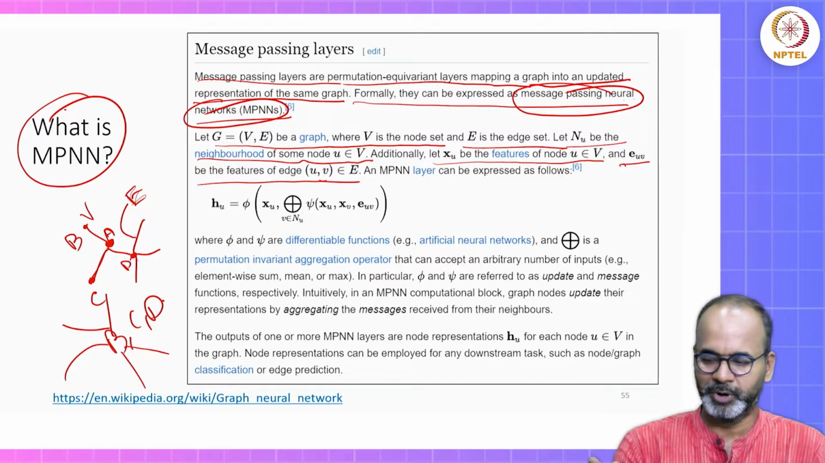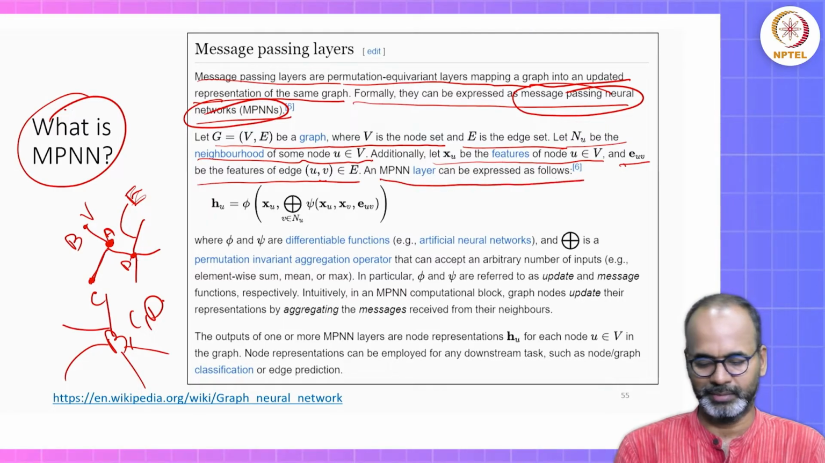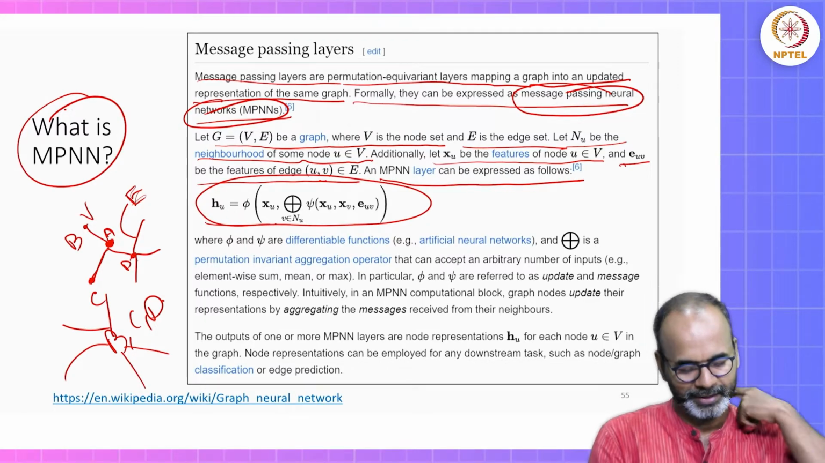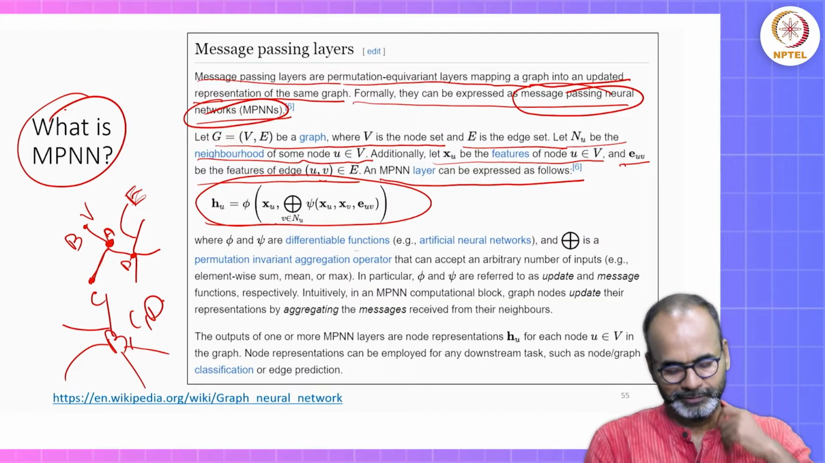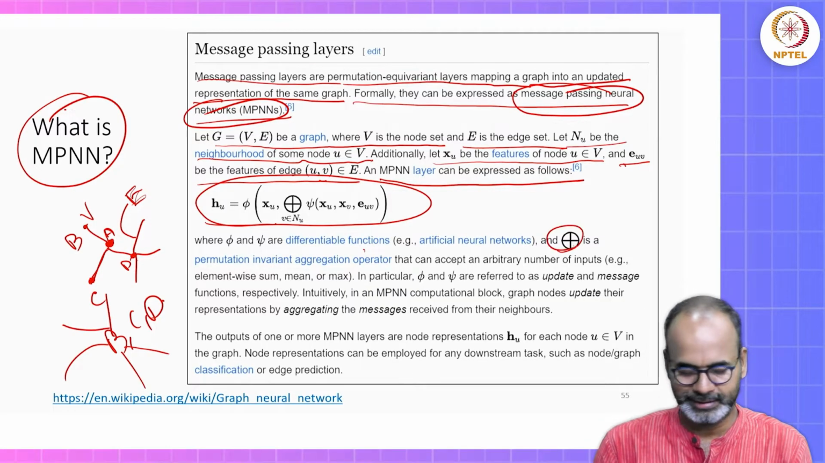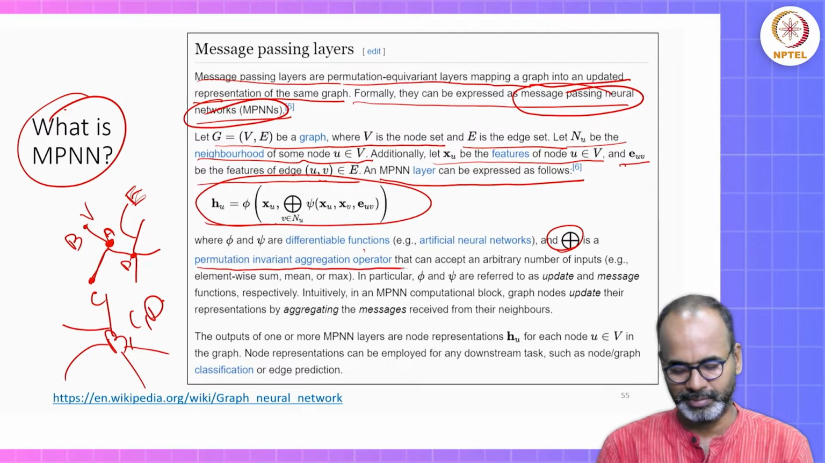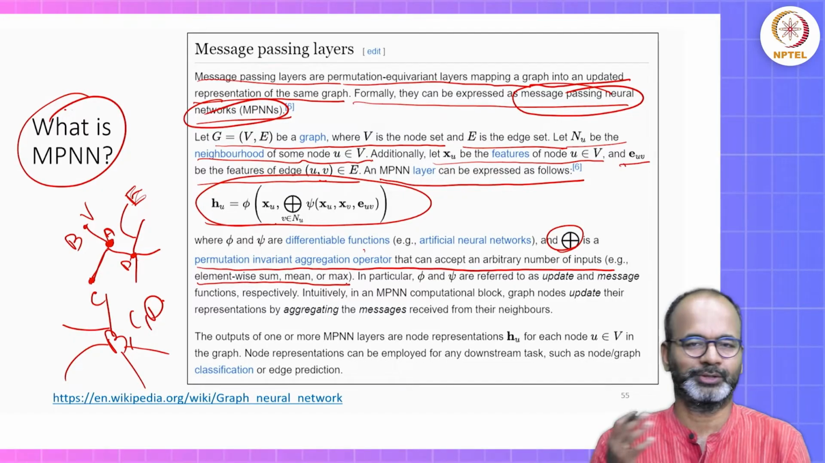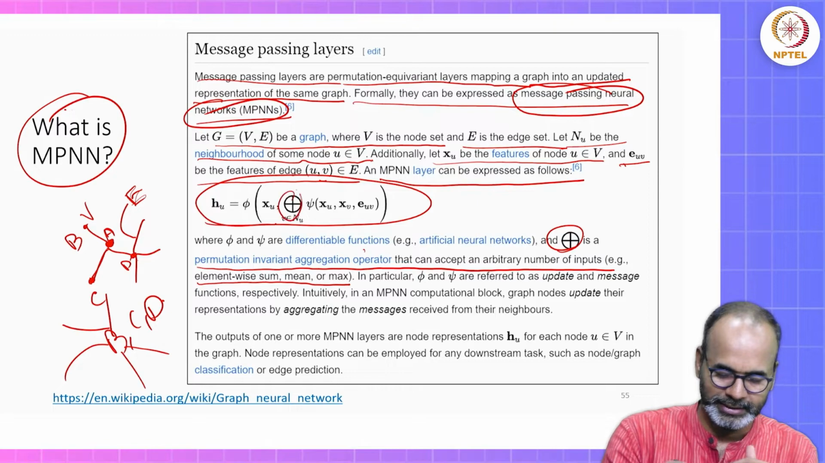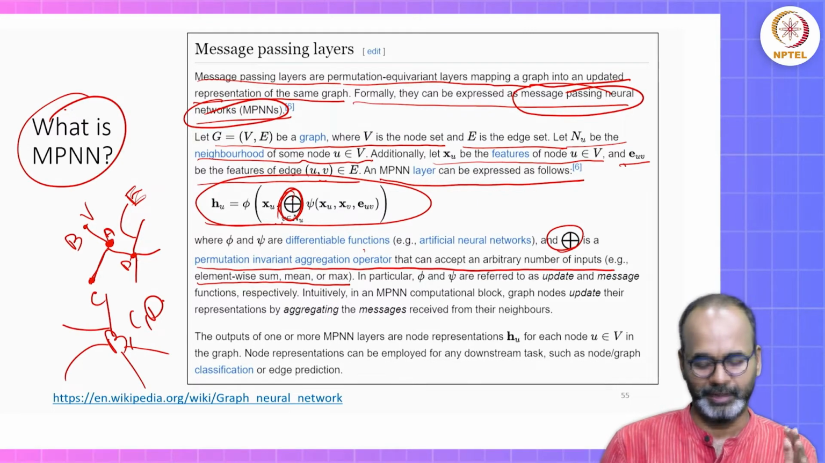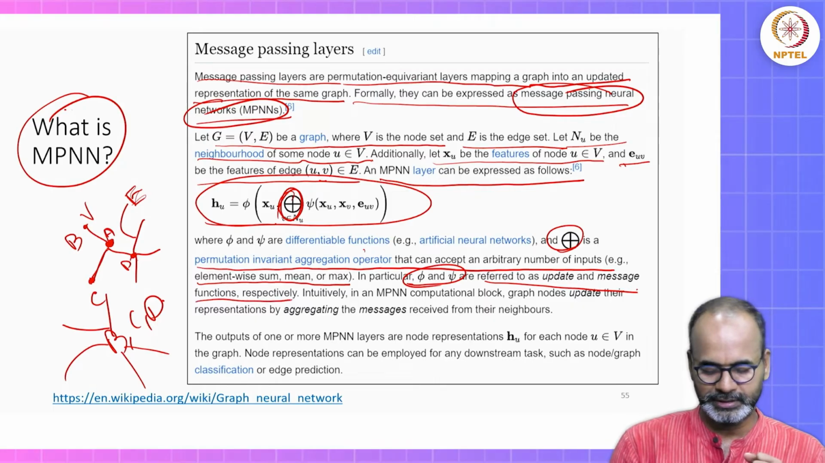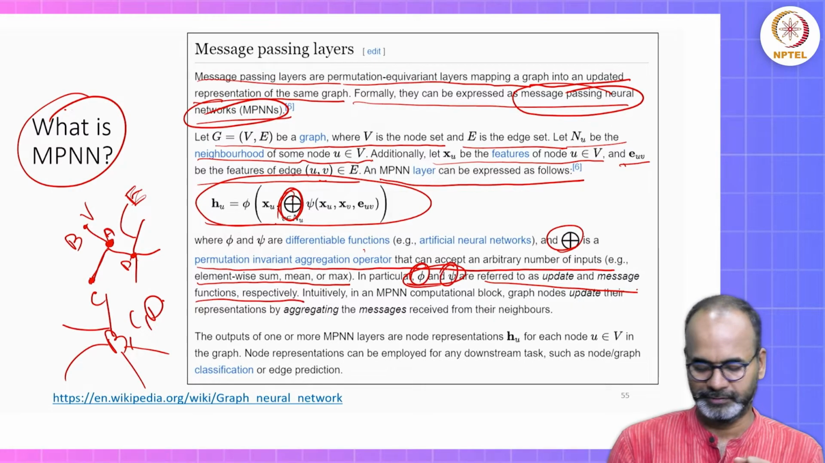So the message passing neural network, which is what we are talking about, can be expressed as this, using all these things that we saw, where phi are differentiable functions, and this is a permutation invariant aggregation operator that can accept an arbitrary number of inputs: sum, mean, max. So it's basically a function. Let's take this is any of these functions called sum, mean, max. These are referred to as update and message functions respectively.